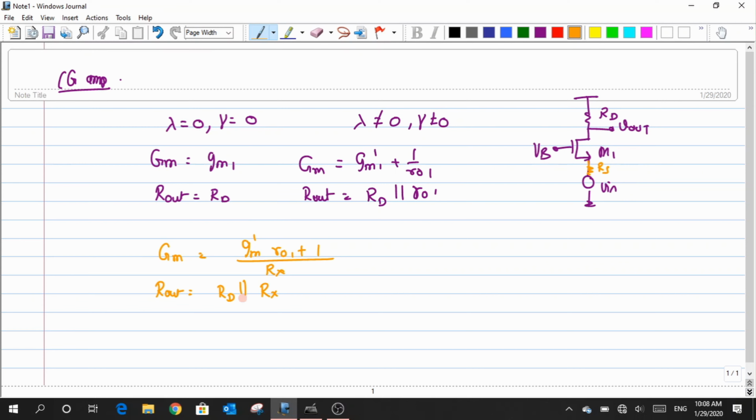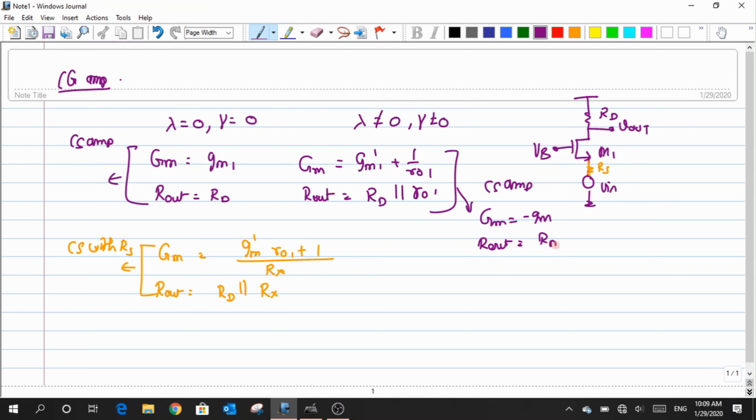Now one could compare our results: for the top case, I can compare these results with a CS amplifier with a resistive load, whereas this particular result I can compare with a CS amplifier with source degeneration. I think you might know the answer for the top one. If I'm comparing with the CS amplifier, I would have got the Gm to be equal to minus Gm, and the Rout would be something like RD in parallel with R0. So there is a certain difference between the CS amplifier and the common gate amplifier.